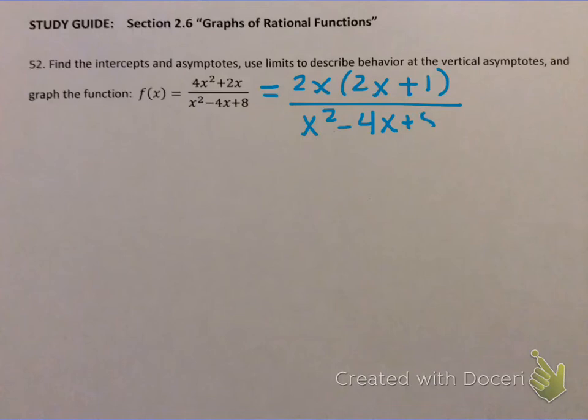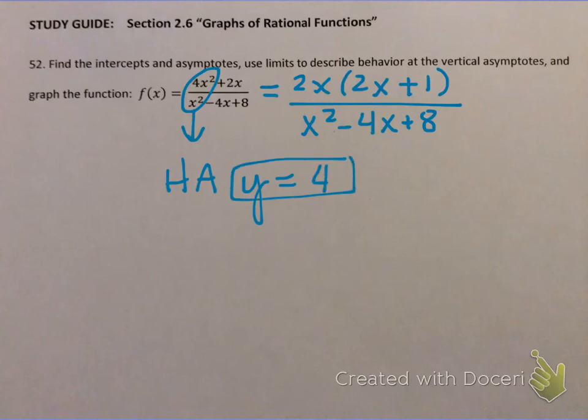So that tells you that in essence you're going to have to trust your graph on your calculator. But before we go there, let's see what we do know. We do know that because we have matching degree, we're going to have a horizontal asymptote at y equals 4. We do know that we're going to have zeros at x equals 0 from the 2x and at x equals negative 1/2 because of the 2x plus 1.